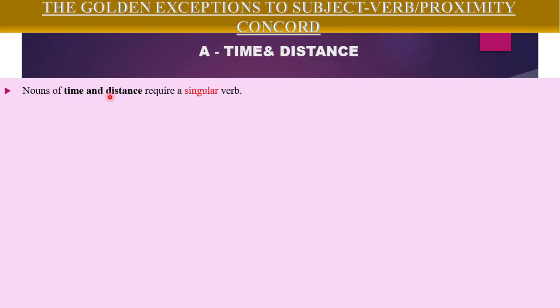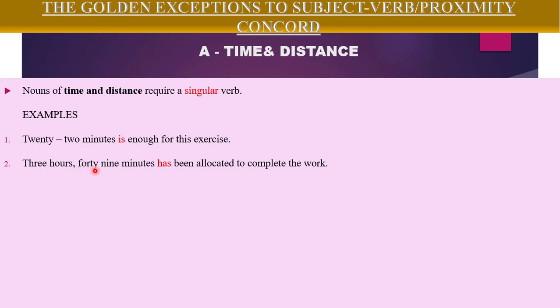Nouns of time and distance require a singular verb. For example, 22 minutes is enough for this exercise. This is a noun of time. You must go with a singular verb. 3 hours, 49 minutes has been allocated to complete the work. We chose singular verbs because we are referring to nouns of time.